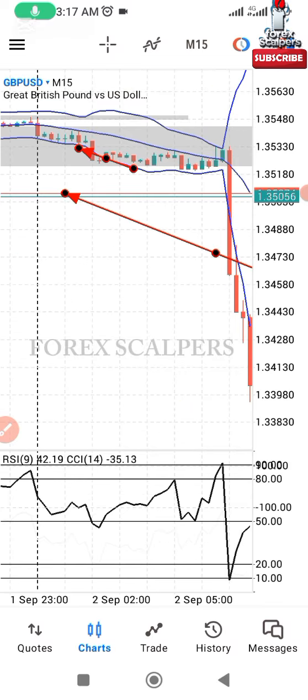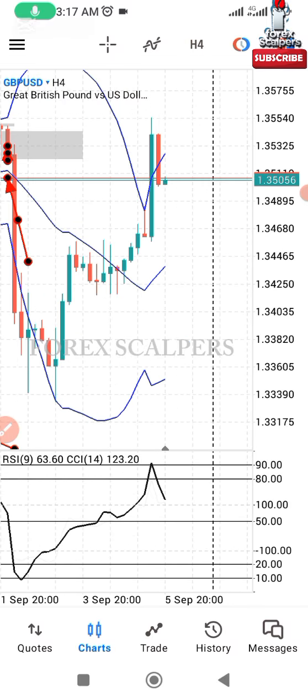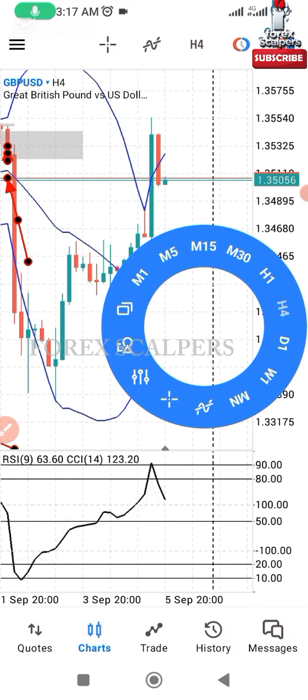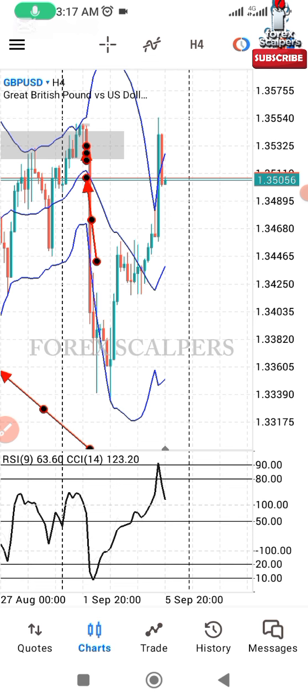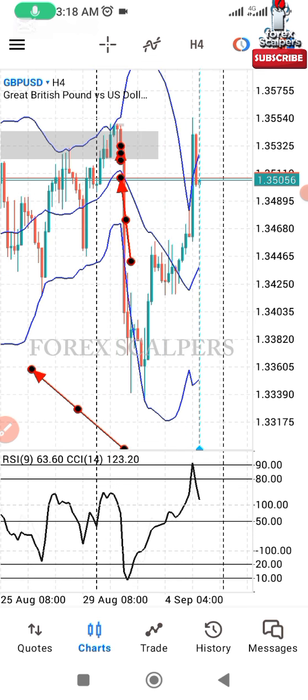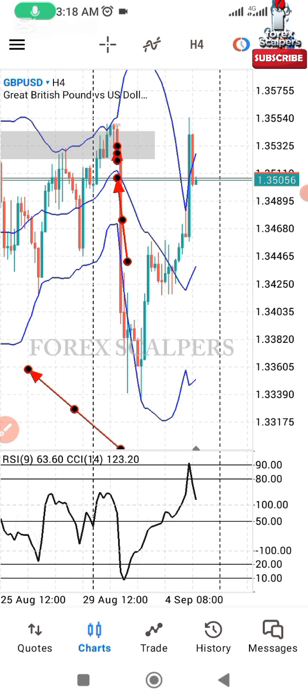This is not in isolation. You must first of all determine what the trend of the market is. Very much important before you now proceed and wait for price to come into that zone. So please take note of that.